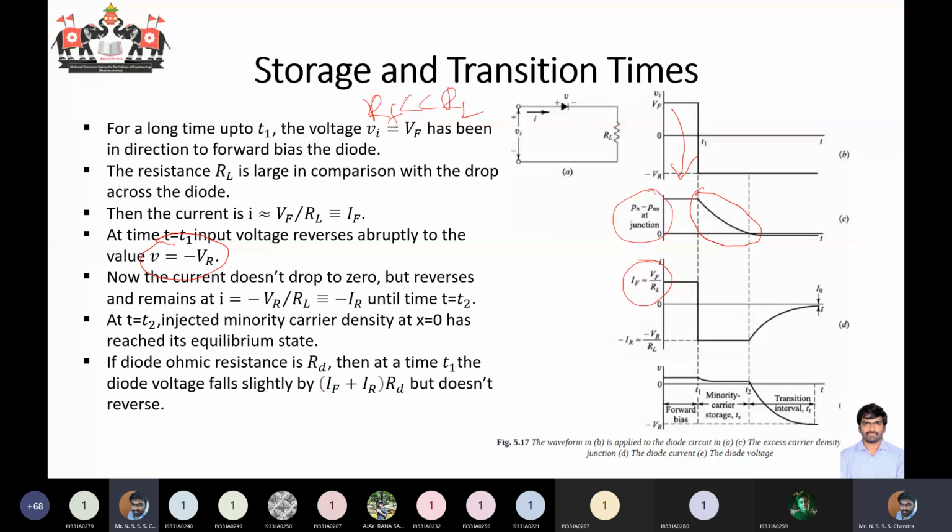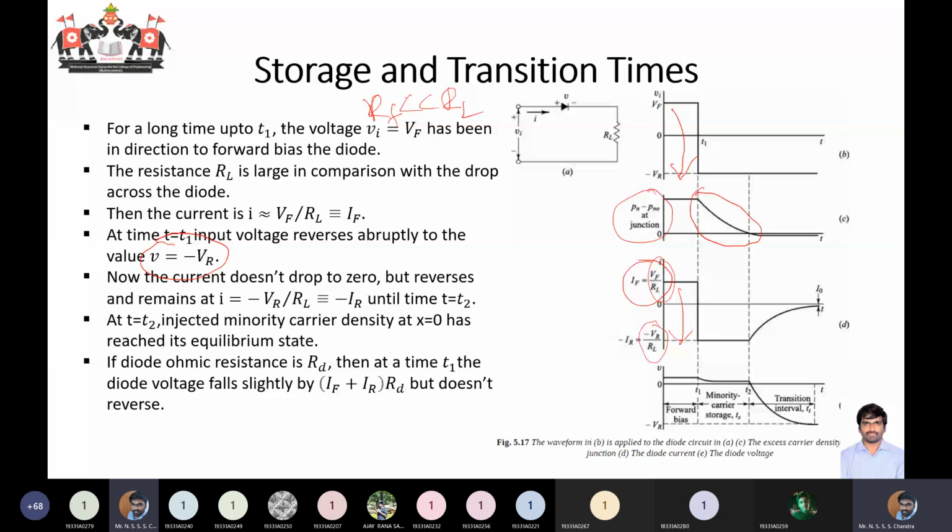But it initially reverses instantaneously to minus Vr by RL. So here, the current has been reversed from Vf by RL to minus Vr by RL. It means that still the diode is conducting as if it's a resistor only. So the current will only depend upon your supply voltage. Your supply voltage has now shifted from plus Vf to minus Vr. So your current has also shifted instantaneously from plus Vf by RL to minus Vr by RL.